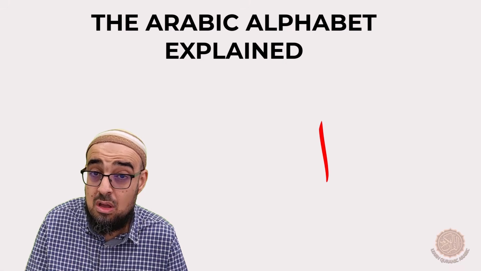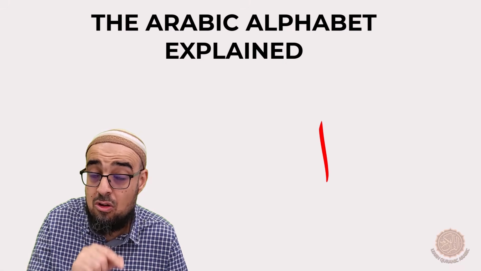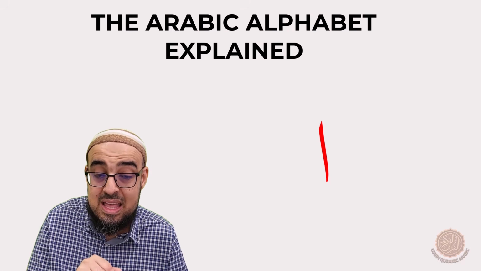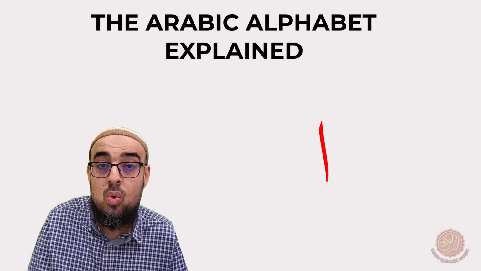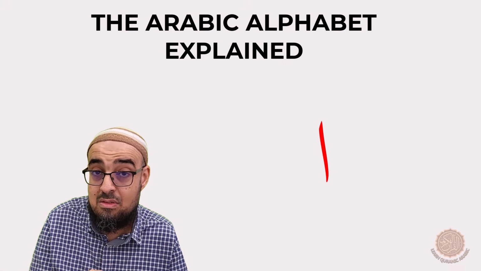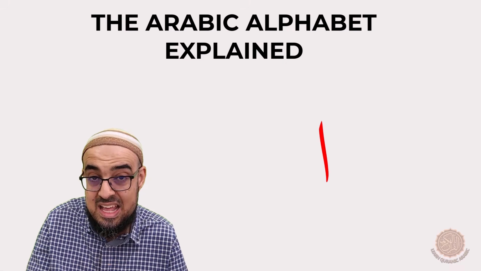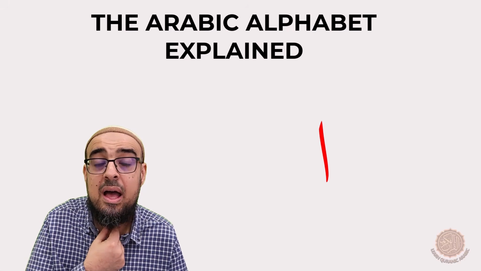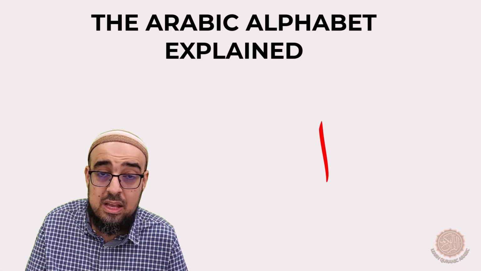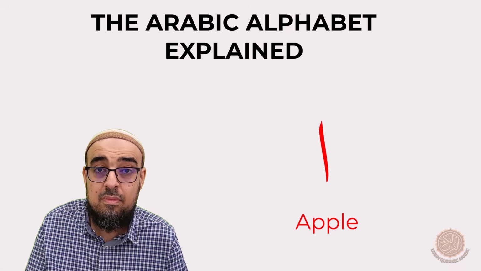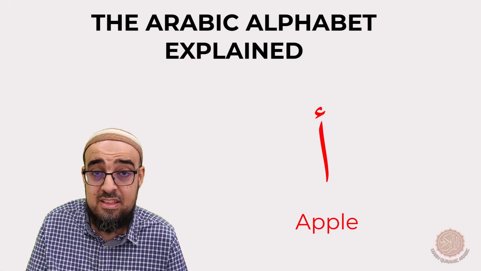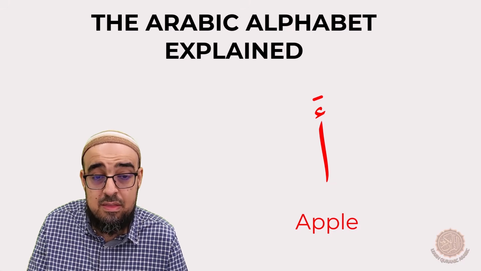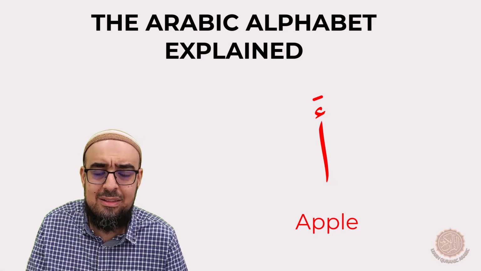Now, depending on what vowel you put on it, it could either be A, I, U. There are three different sounds. A, I, U. And that's a glottal stop. It comes from the throat, like when you say apple. That's with a fatha. Hamza with a fatha. And when I say Hamza, it's the Alif and Hamza. We'll speak about this Alif and Hamza in more detail later on.